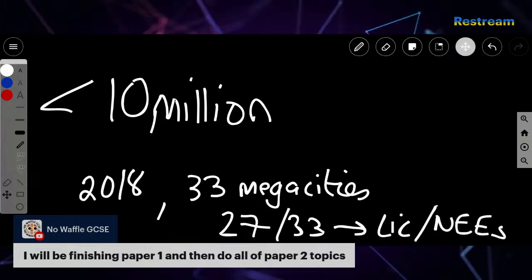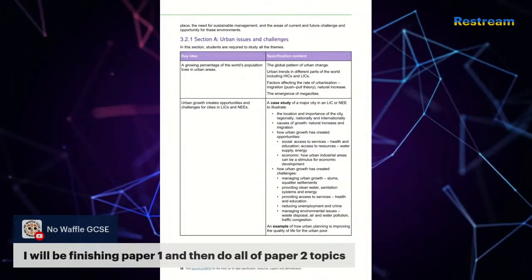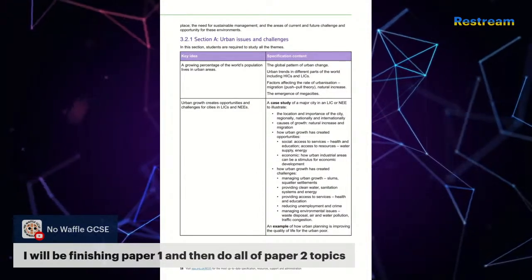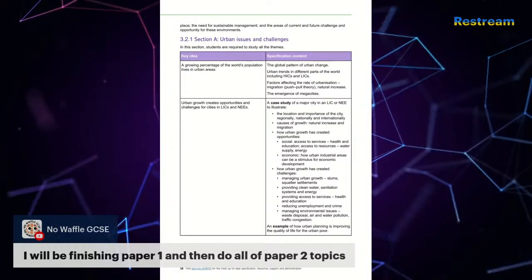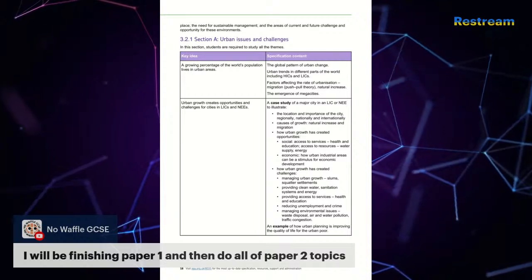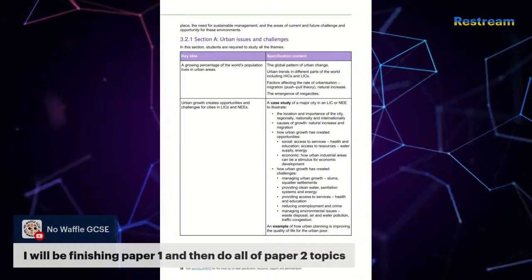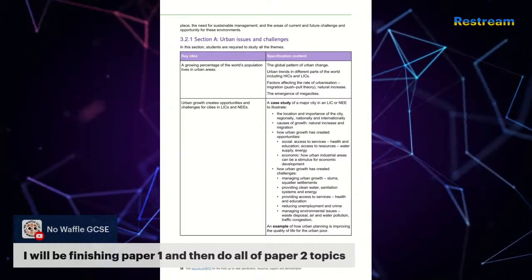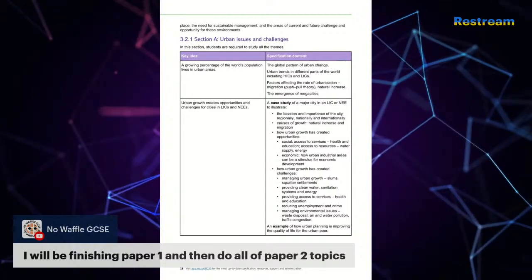Okay, so we've now ticked off all of the spec points in terms of the ones before the case study, because then we have a giant case study of a major city in a low-income country or newly emerging economy. And in this case, we would do Lagos. So after I have gone through the content, and then I'll do a quick overview of the case studies and examples, we'll be looking at Lagos.